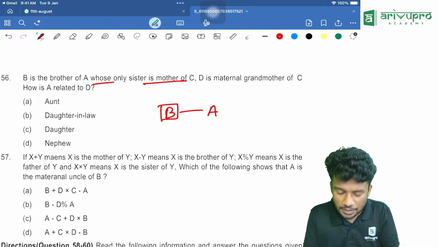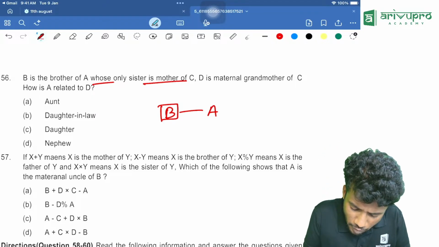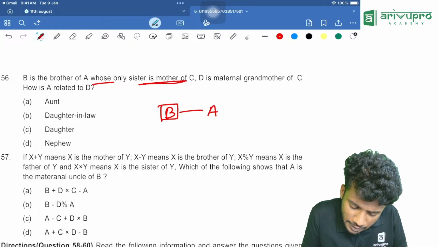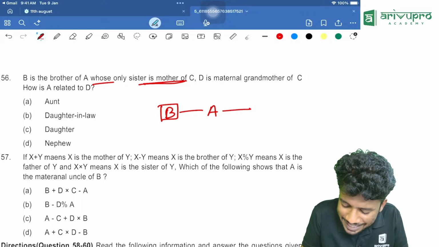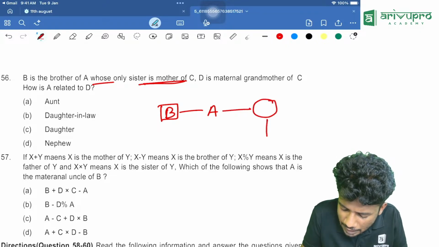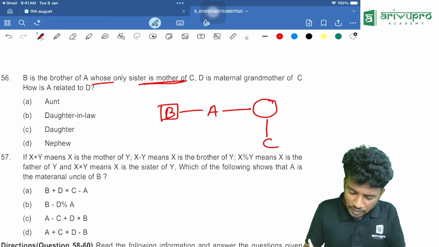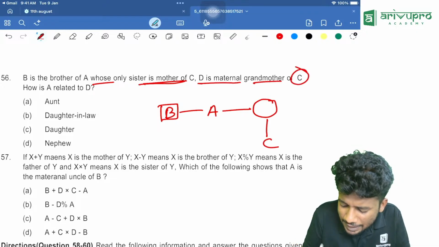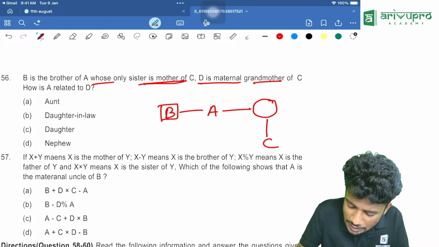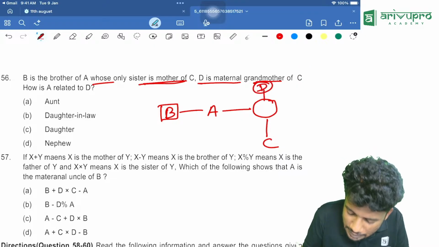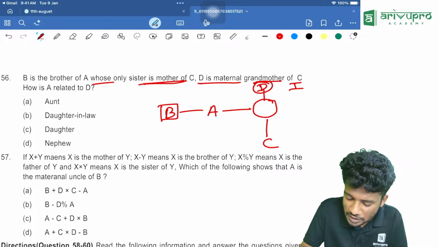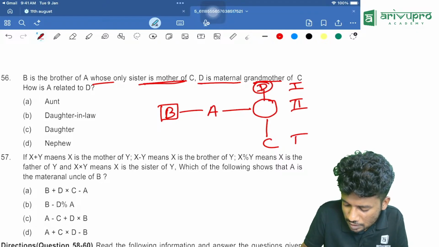B is the brother of A, whose only sister is the mother of C. That means A is having a sister and that person is the mother of C. Then D is the maternal grandmother of C. That means D should be the maternal grandmother of C, so this is the first generation, this is the second generation, this is the third generation.